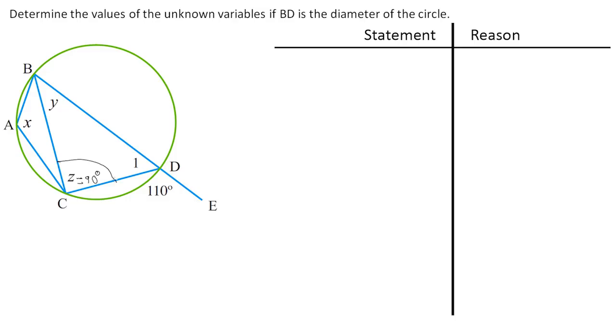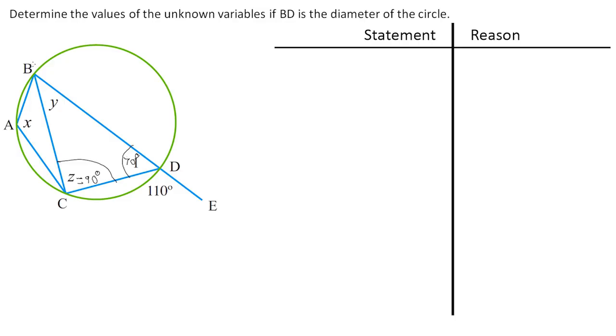The next thing they've given me is the angle of 110 degrees. D1 is the supplementary adjacent angle to that one, which means D1 will be equal to 70 degrees, because those two must add up to 180 degrees.